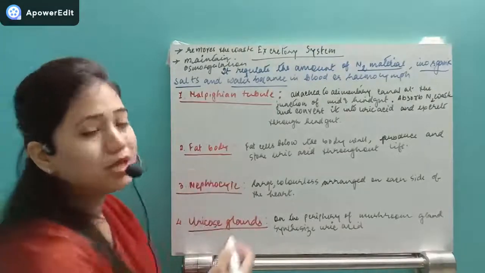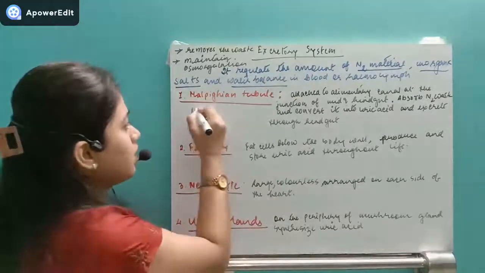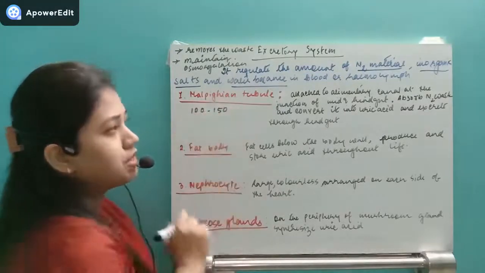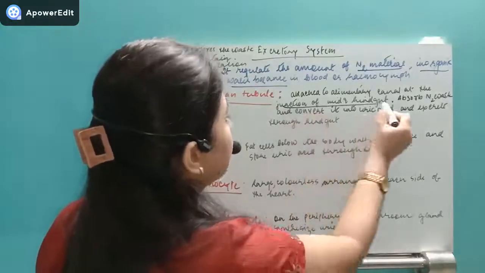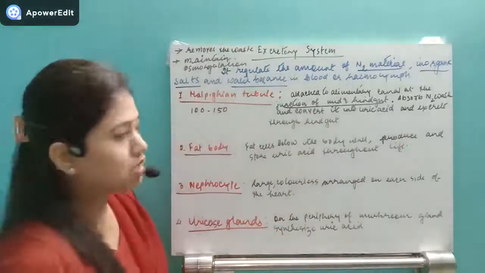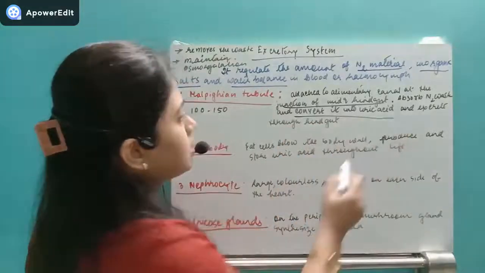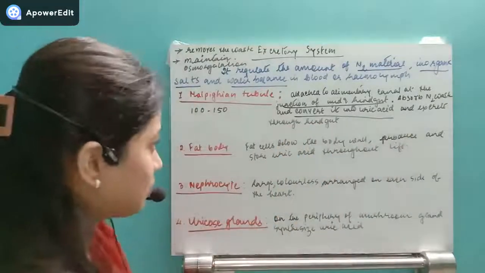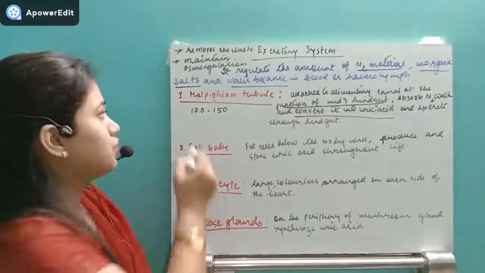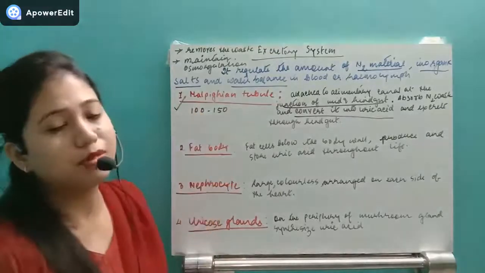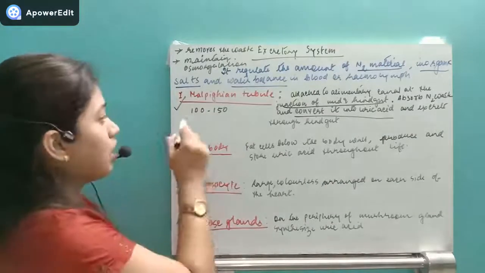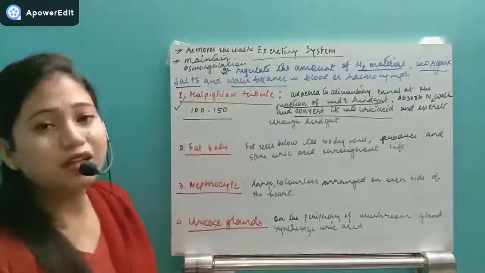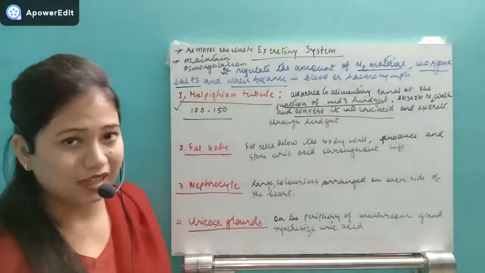Just remember how many Malpighian tubules are present: 100 to 150. Where are they present? At the junction of midgut and the hindgut. They take the nitrogenous waste product, convert it into uric acid and excrete it through the hindgut. So this is the first organ you have to remember, that is the Malpighian tubule. How many? 100 to 150 at the junction of midgut and hindgut.